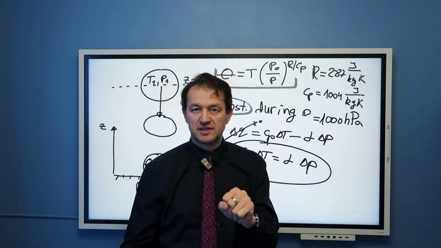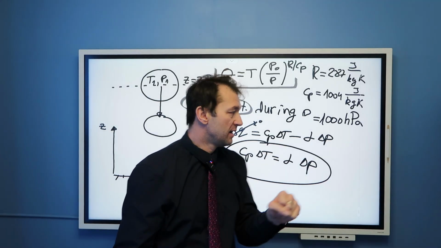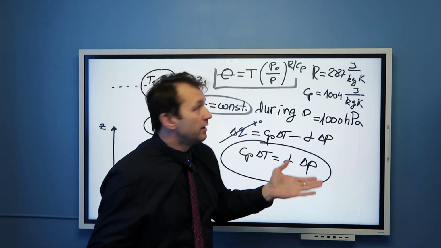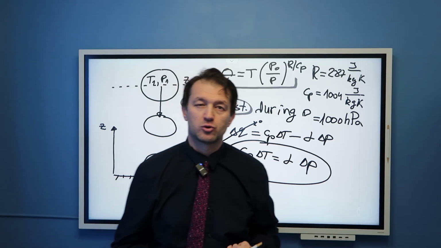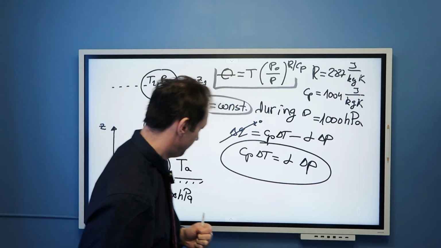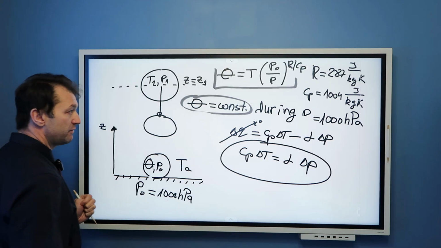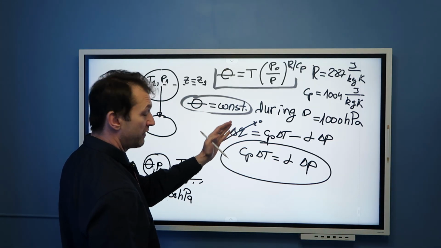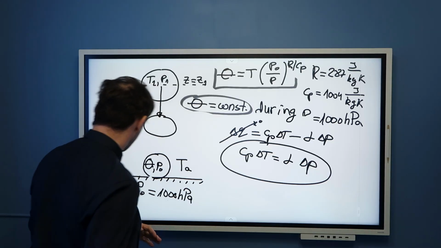How about if the process is not adiabatic? How about if delta Q is not equal to 0? Well, then potential temperature is not conserved and you have to use some other concepts. But I discussed in my previous lecture that in many processes in the atmosphere this is a very good approximation.